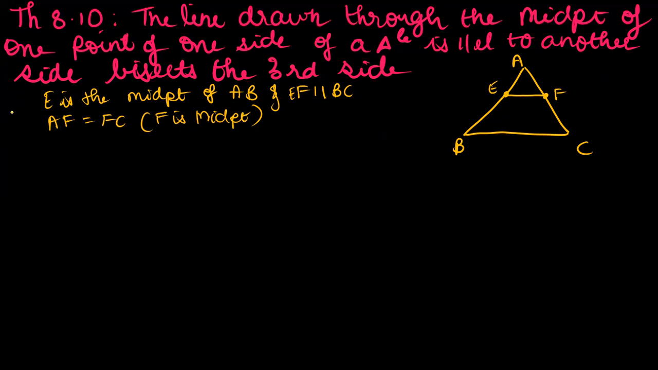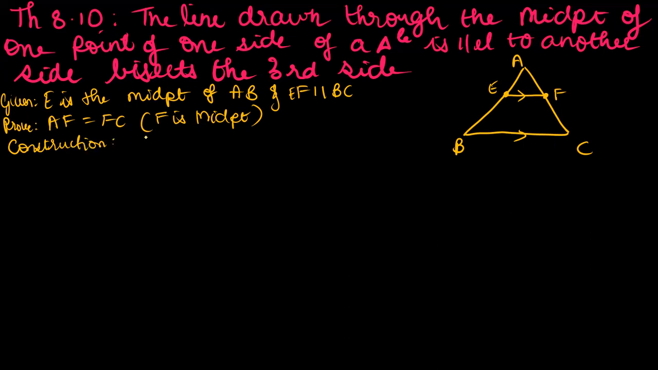So this is what the statement explains. Now let's see how to prove this. Now given is E is the midpoint of AB and EF is parallel to BC. Now what do we have to prove? We have to prove that AF is equal to FC, that is F is the midpoint. Clear? Now for this we are again going to do a construction here.